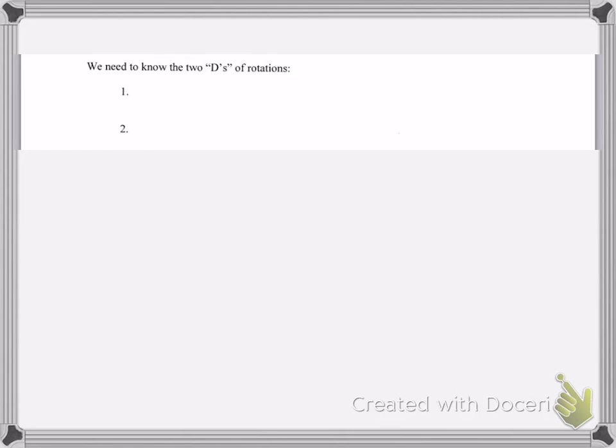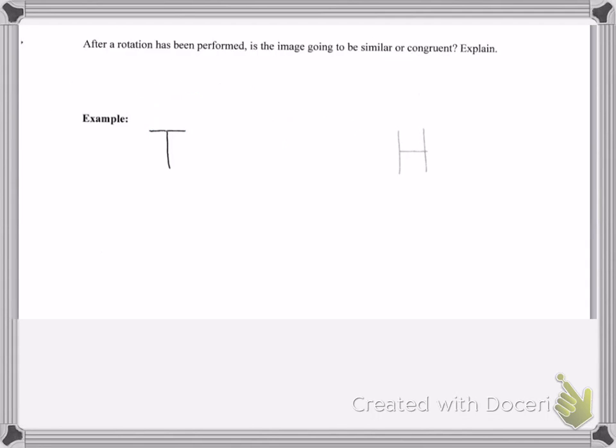We need to know the two D's of rotations. We're going to discuss degree, which talks about how far we are rotating. And we need to talk about direction, which means clockwise or counterclockwise. Looking at the next question, we want to know, after a rotation has been performed, is the image going to be similar or congruent? The image is going to be congruent because it's going to be the same size and the same shape.